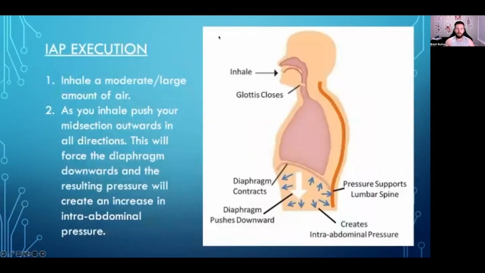So how do you execute intra-abdominal pressure? How do you increase your intra-abdominal pressure? Well, what you do is you inhale a moderate amount of air, so nothing crazy. And then as you inhale, you need to push your midsection outwards in all directions. And what that does is it pushes the diaphragm downwards, contracting it, and it creates an increase in the pressure in this area. So in and around your core, right? So what that can do is it can make that area quite rigid and stable. So we're not able to bend as much.